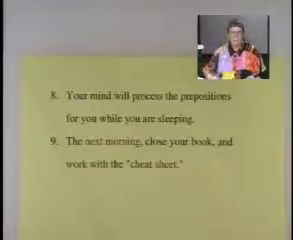So if you're thinking about prepositions, your mind keeps working those over and over while you're sleeping, and the next morning it's time to close the book and work with a cheat sheet, and I'll show you how I would handle that. But the idea is, if you've ever tried this, and I try it all the time, I'm a great one for forgetting things.